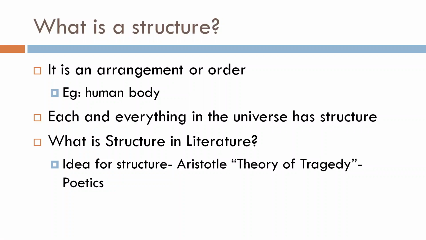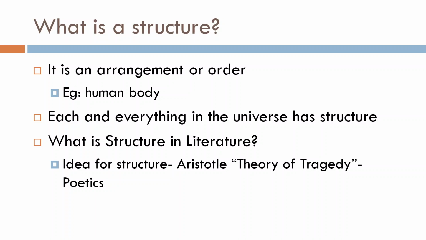So, what is structure? It is an arrangement or an order. Example, the human body. The human body has a universal structure, right? It is universally accepted. The arrangement of the human body is actually universally accepted. Each and everything in the universe has structure. If we take the solar system, it also has a structure, right? Just like everything, text also has structure.